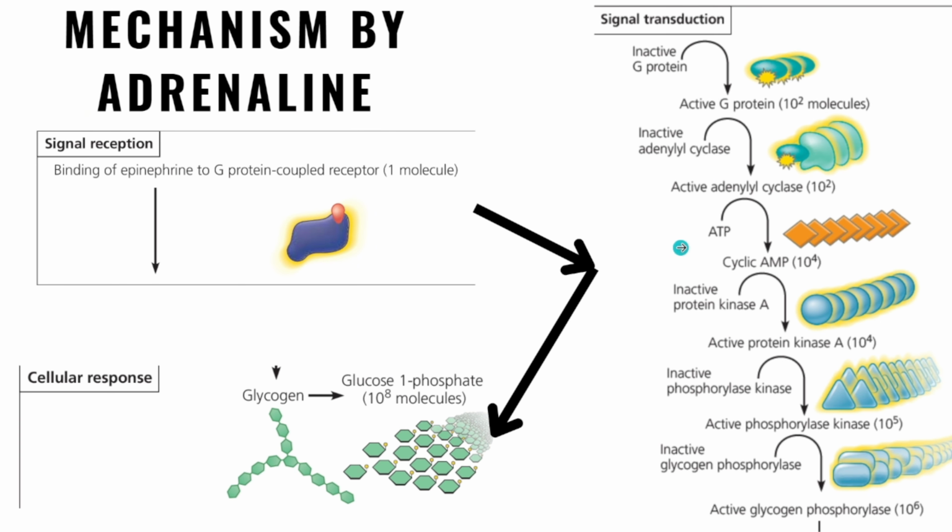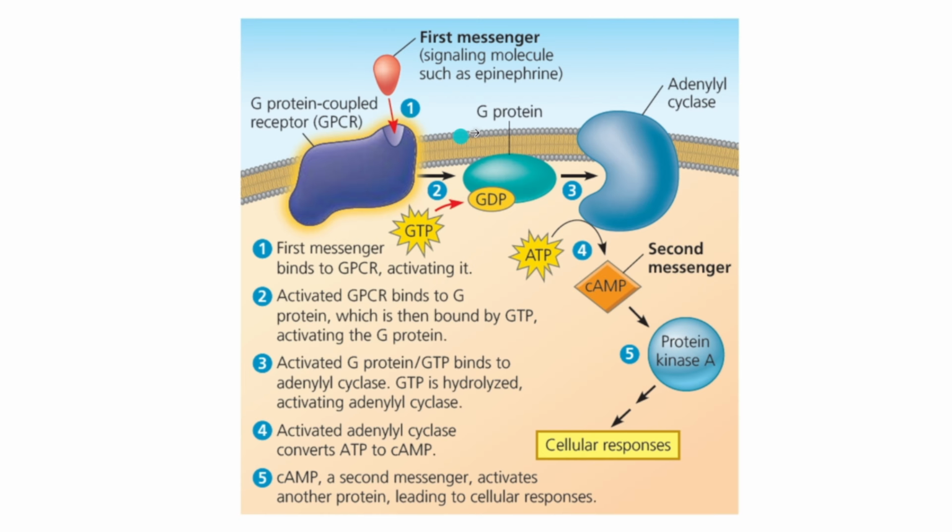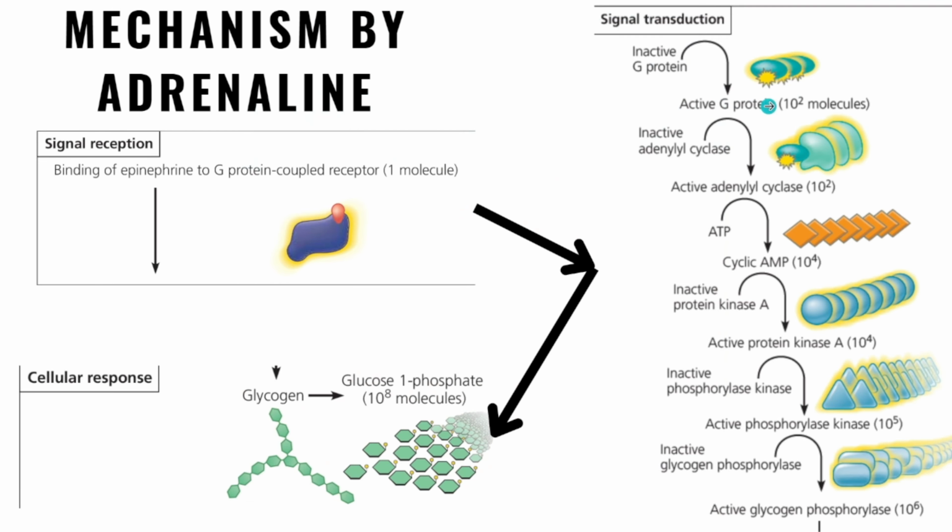So you can see here, the inactivated G protein. Once it is bound by the GPCR, it becomes activated. And this activated G protein binds to the inactivated adenylyl cyclase, which becomes activated. And this activated adenylyl cyclase converts ATP into cAMP. So this cAMP acts as the messenger. This cAMP will activate the inactivated protein kinase A to become activated protein kinase A.